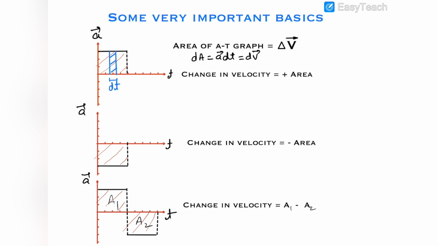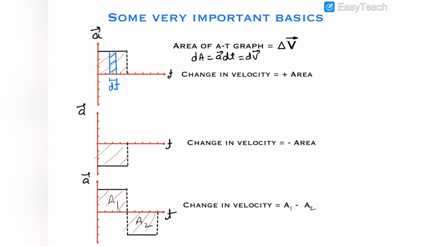So I can say that the area of acceleration time graph bounded with time axis represents the change in velocity and not speed, obviously, because acceleration is not the rate of change of speed. In fact, it is the rate of change of velocity. Now again, if this area is above the x-axis, then change in velocity is positive of area, and if this area is below x-axis, then change in velocity is negative of area.